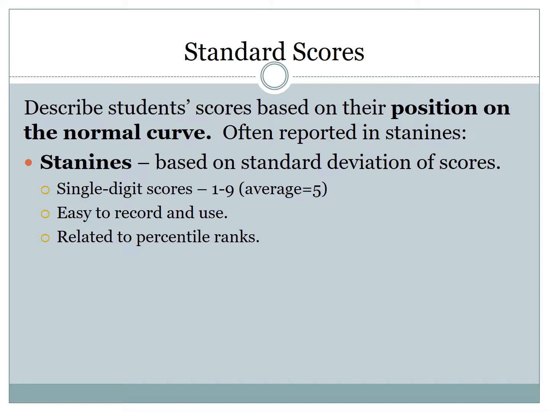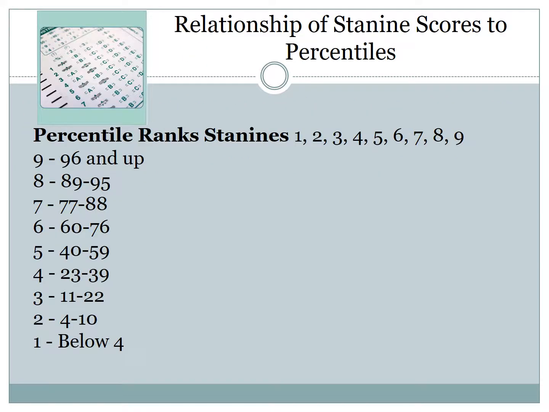Standard scores sound a little scary because they involve statistics, but they're actually pretty simple. They describe student scores based on their position on the normal curve, and they're often reported in stanines. Think of stanines as numbers 1 to 9, and the average stanine for the average student is 5. They're easy to record and use, and they're related to the percentile ranks. Let me show you what I mean. It's possible to have stanines 1, 2, 3, 4, 5, 6, 7, 8, 9.